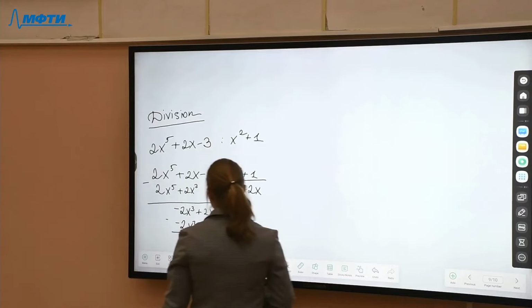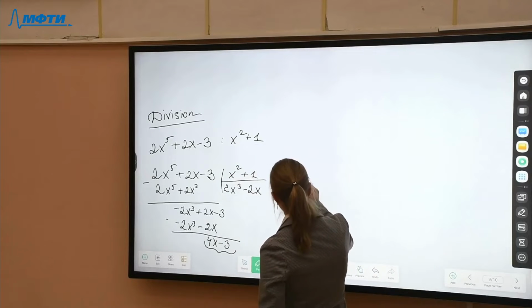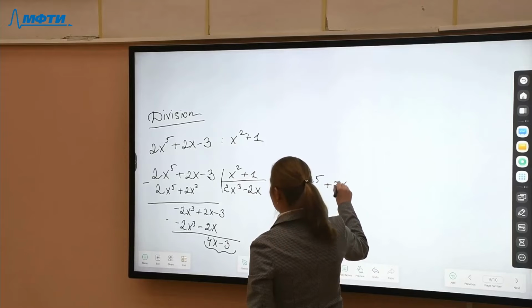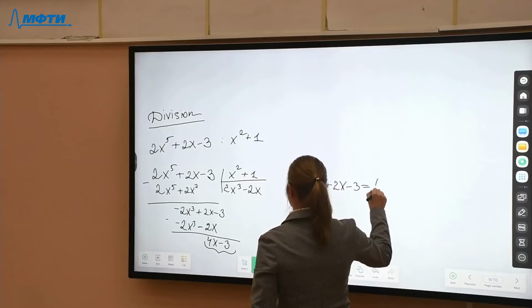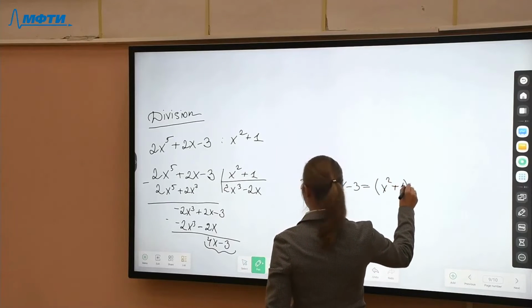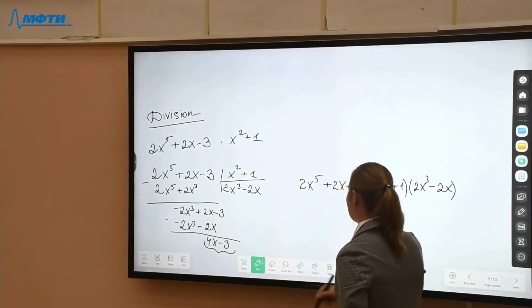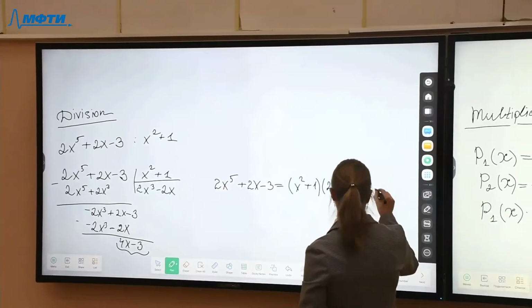So we can write down that 2x to the power of 5 plus 2x minus 3 is x squared plus 1 by 2x cubed minus 2x, and plus our remainder, plus 4x minus 3.